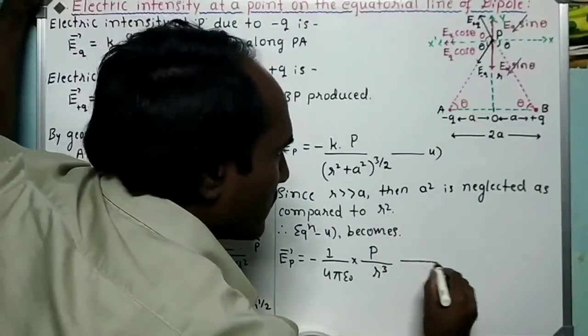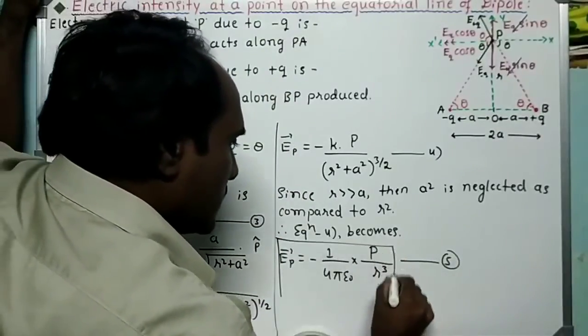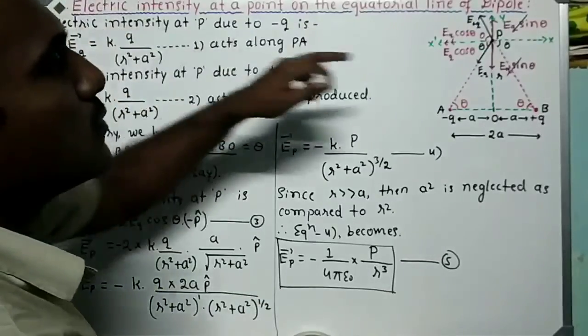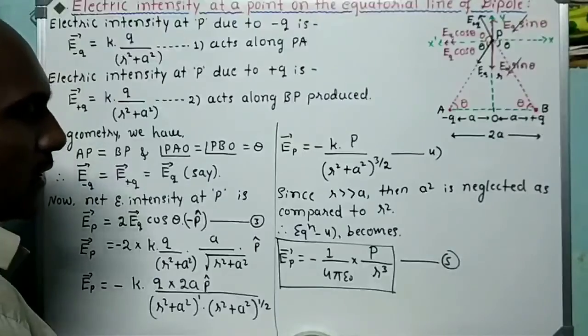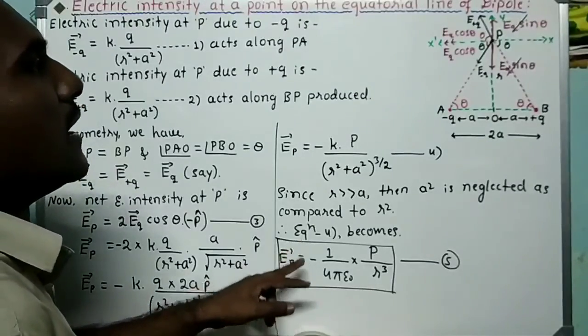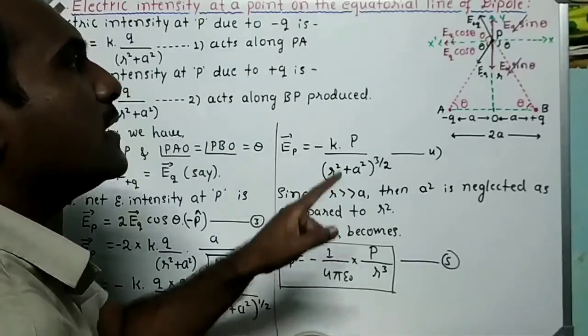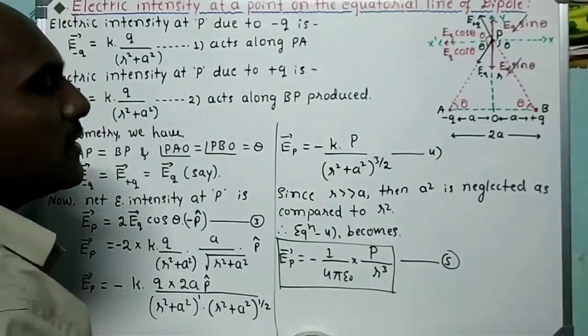This is equation 5. This is the electric intensity at point P due to a dipole, where point P is lying on the equator line. Okay, this is the expression for electric intensity at a point P which is lying on the equator line due to the dipole. This is the standard equation.